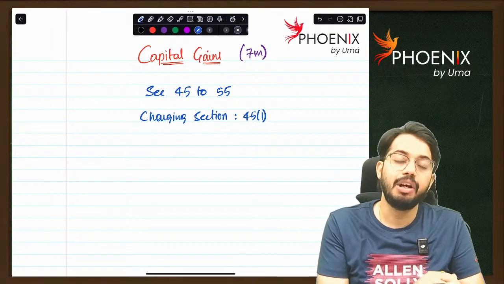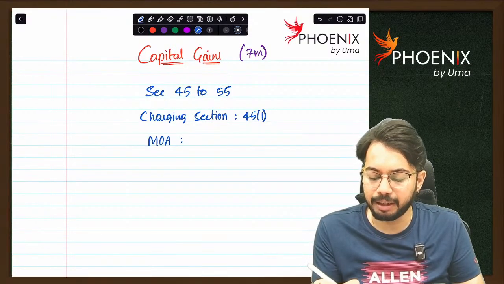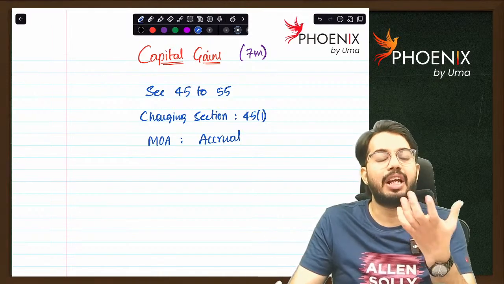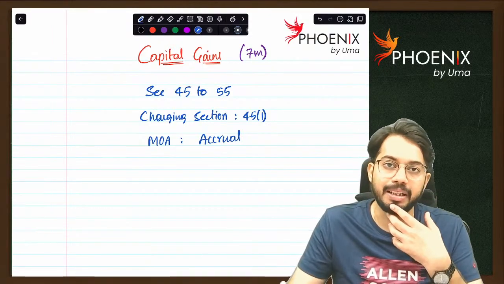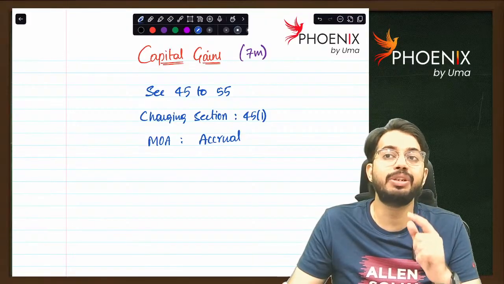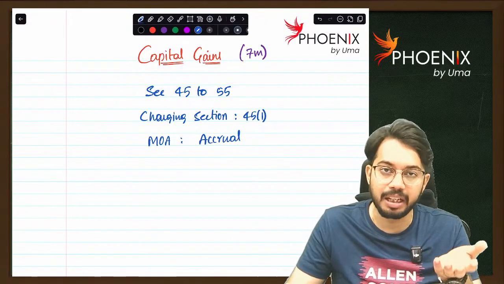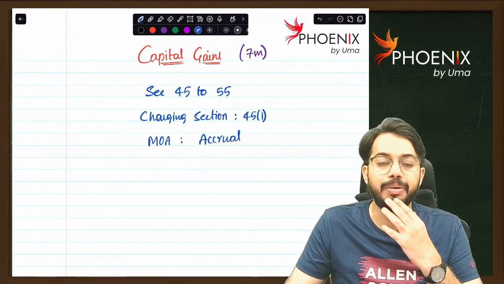What is the method of accounting followed under the head capital gains? Method of accounting followed is accrual basis. That means generally capital gains head gets attracted whenever you sell any capital asset. So the year in which you are selling the asset or the year in which you are transferring the asset, in that year you are required to calculate. Are you able to understand?